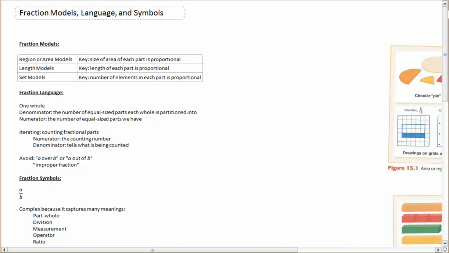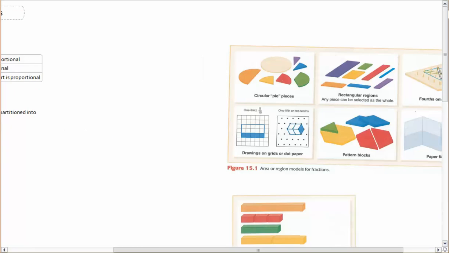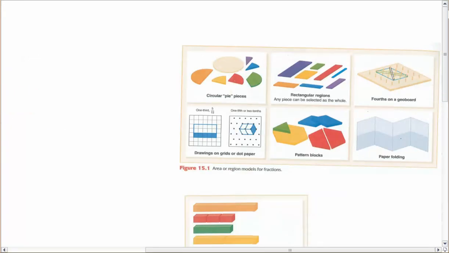You can have region or area models, length models, or set models. They're distinguished by what it is that we need to be proportional. For example, area models, the key is that the size of the area of each part is proportional. And what do we mean by that? For example, here are a bunch of different types of area models.